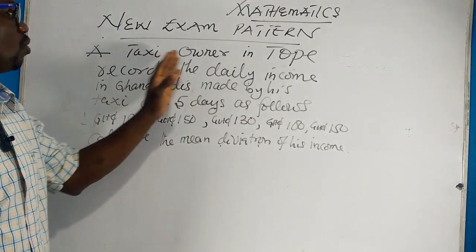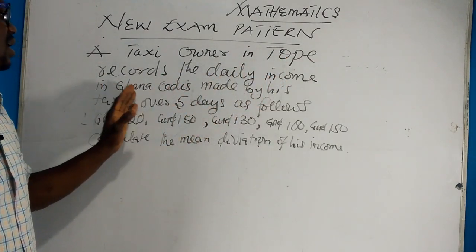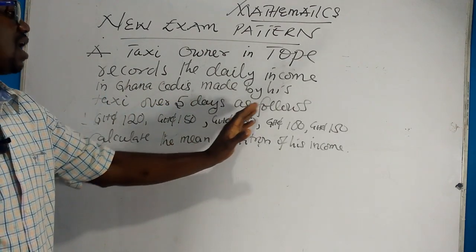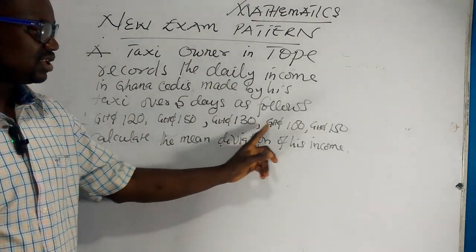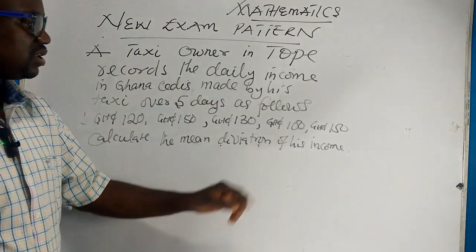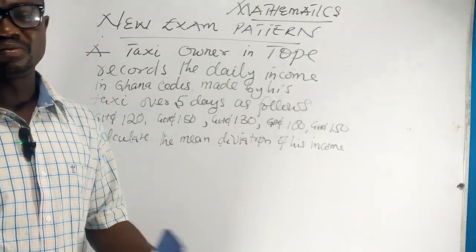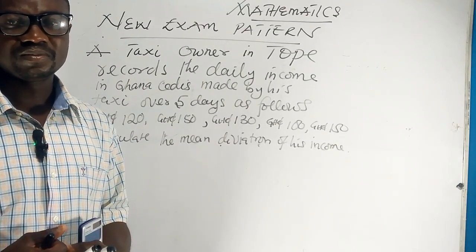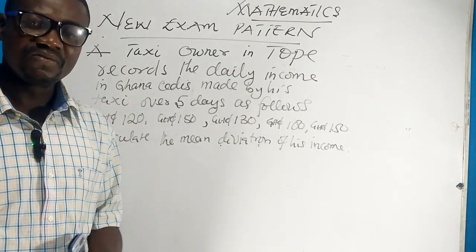It says that a taxi owner, Tope, records the daily income in Ghana cedis made by his taxi over 5 days as follows: 120 Ghana cedis, 150, 130, 100, and 150. Calculate the mean deviation of his income. Now, one thing that you should realize is that they just want you to find a mean deviation, but it has been placed in the form of a word problem. Don't worry, the most important thing is your mean deviation.